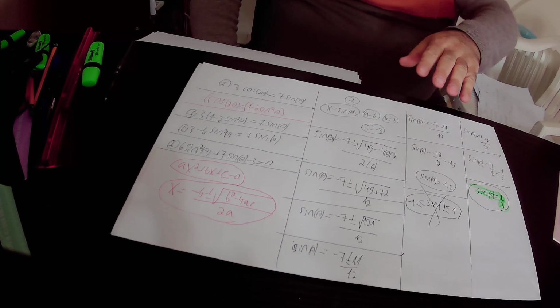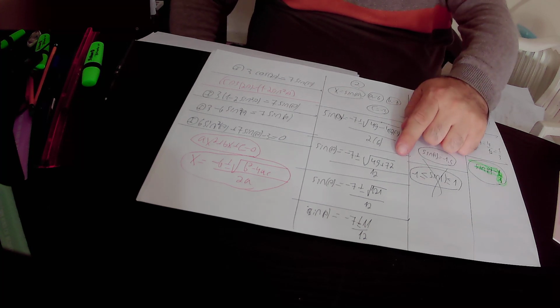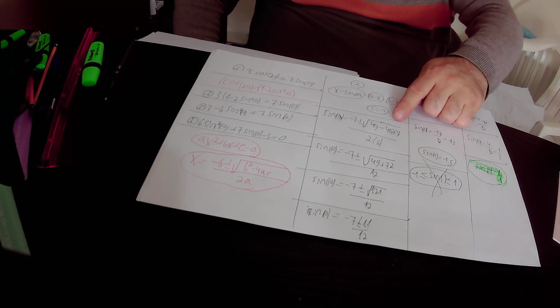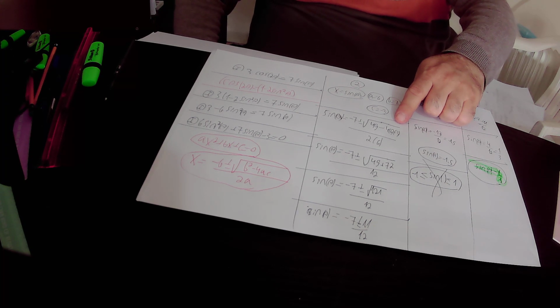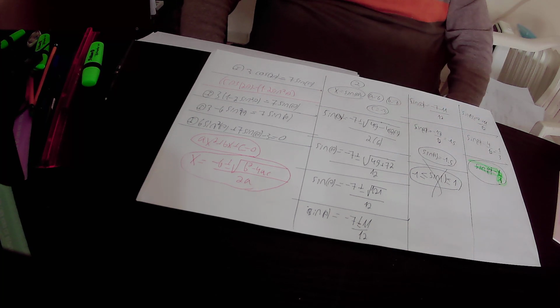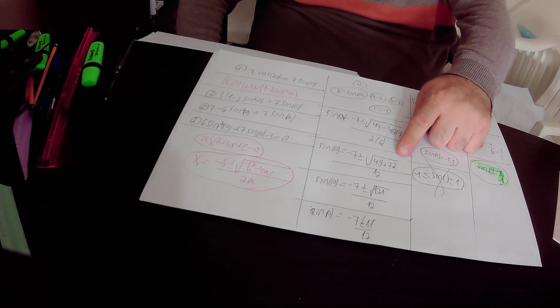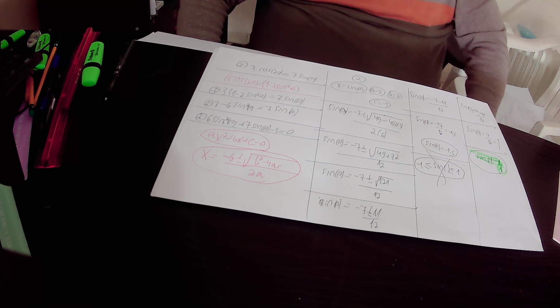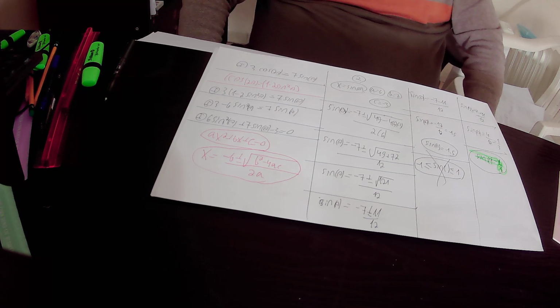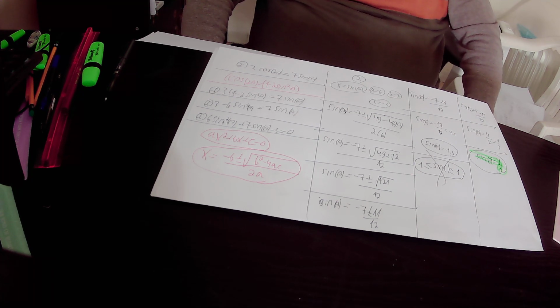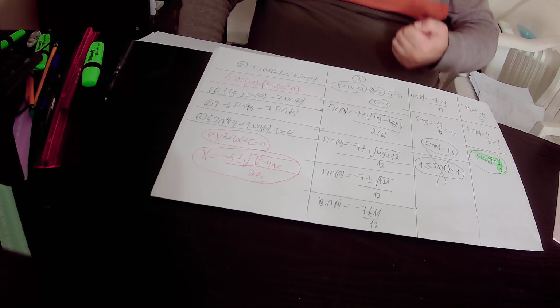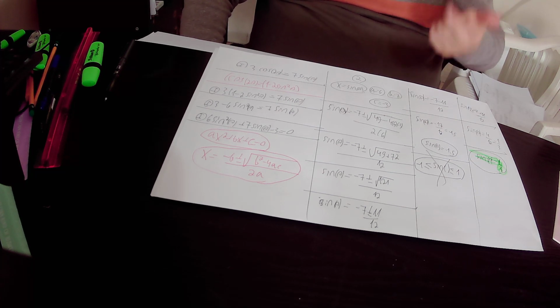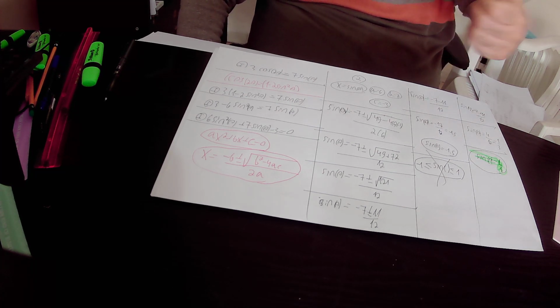So we found out that sine theta equals minus 7 plus minus the square root of 49, and 4 times 6, minus 4 times 6 is minus 24. Minus 24 times minus 3 is 72. So in conclusion, inside the root we have 49 plus 72, over 2 times 6, which is 12. 49 plus 72 is 121. So sine theta equals minus 7 plus minus the square root of 121 over 12, and the square root of 121 is 11. So in conclusion, sine theta equals minus 7 plus minus 11 over 12.